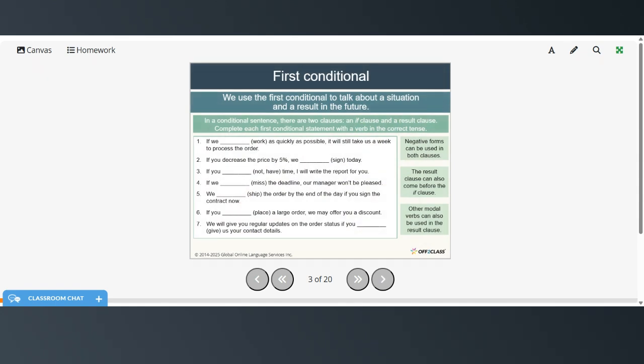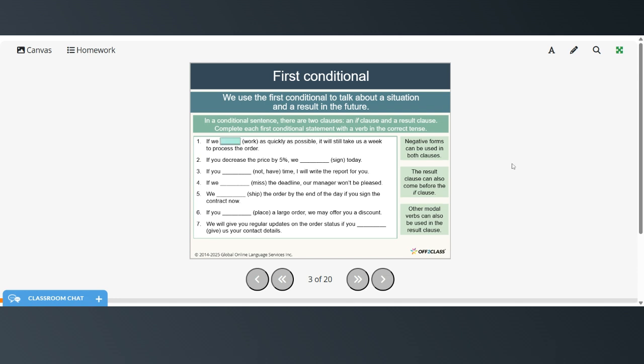So we're going to review the first conditional, which we learned in the last video. We use the first conditional to talk about a situation and a result in the future. In a conditional sentence, there are two clauses, an if clause and a result clause. So we're going to complete each first conditional statement with a verb in the correct tense. So go ahead and try these on your own, and then you can restart when you're ready to check your answers. And also just some notes to remember that negative forms can be used in both clauses. The result clause can also come before the if clause, and other modal verbs can also be used in the result clause.